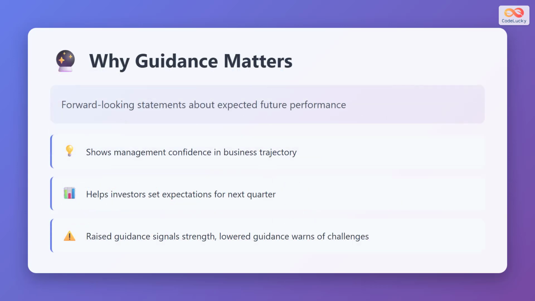Guidance consists of forward-looking statements about expected future performance that management provides during earnings releases. Guidance matters for several important reasons. First, it shows management's confidence in the business trajectory and their assessment of market conditions ahead. Second, it helps investors set realistic expectations for the next quarter, preventing surprises that could cause stock volatility. Third, the direction of guidance changes tells an important story. Raised guidance signals business strength and positive momentum, while lowered guidance warns investors of potential challenges or headwinds the company expects to face.